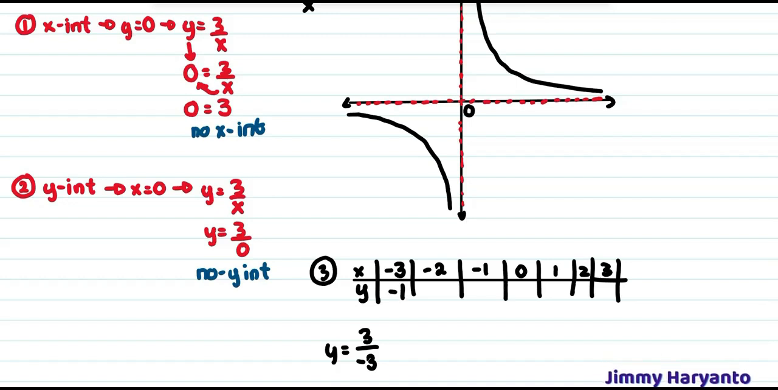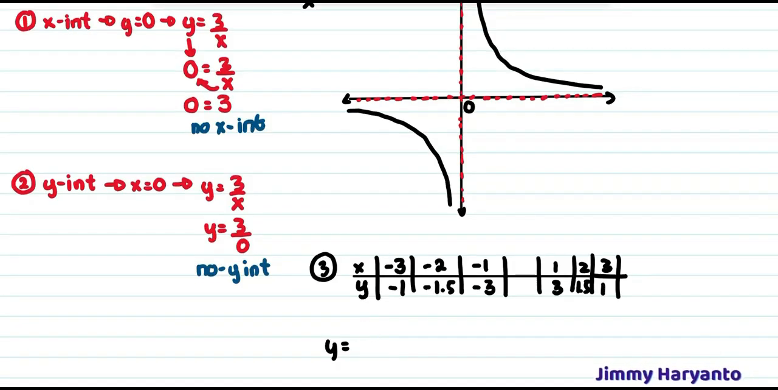So this one will be -1, and then if x is -2, it will be -1.5. For x = -1, it will be -3. For x = 0, of course we cannot, because it's undefined, so let's remove 0. Then if x equals 1, the y will be 3, 2, 1.5, 3, of course 1. Okay, so we already have our table.